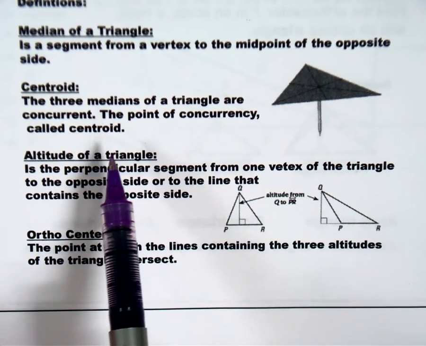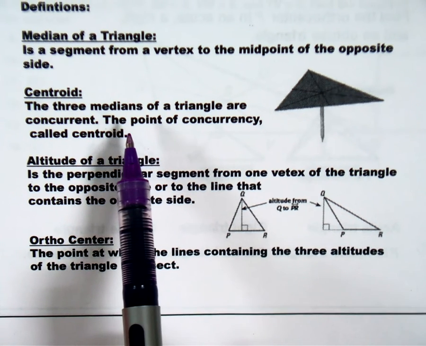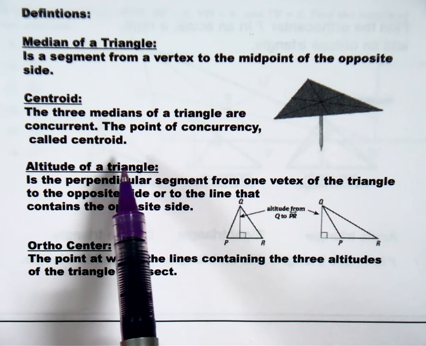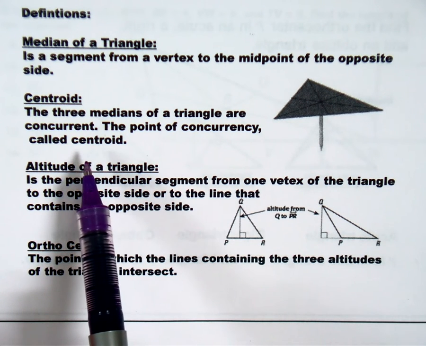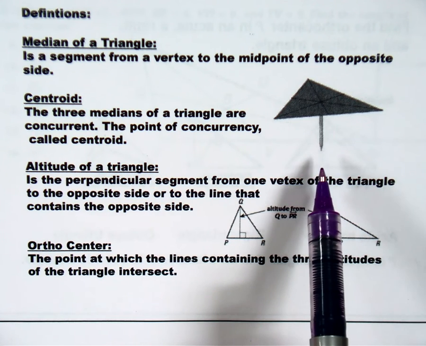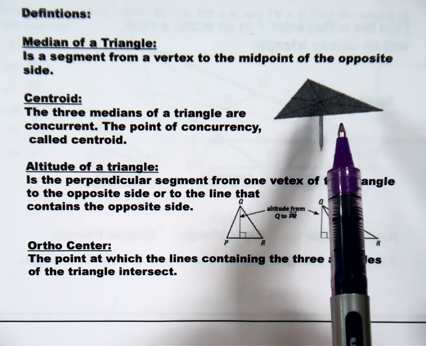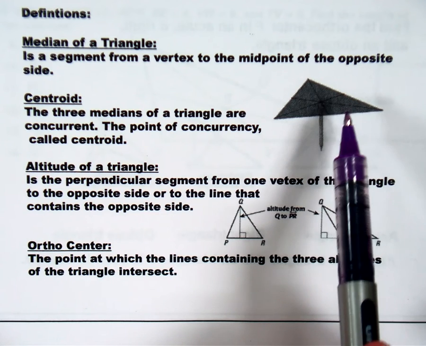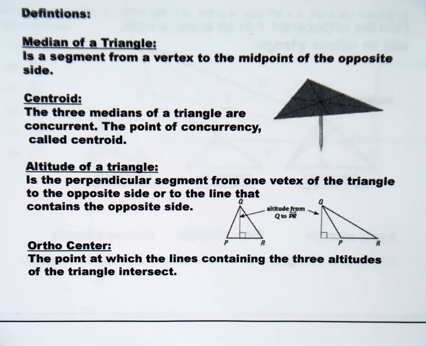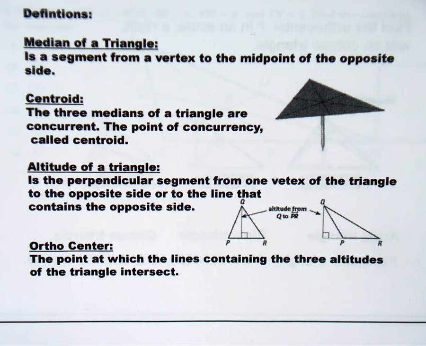Centroid is the point where the three medians cross. It's the point of concurrency for the medians, called the centroid. A special cool thing about the centroid is that it is the center of mass. We could balance a triangle on a pencil tip right there on the centroid, and it would balance for us.